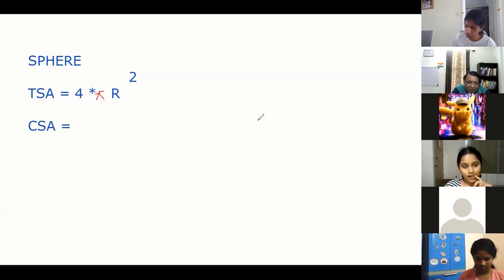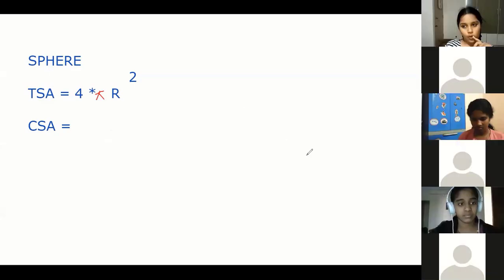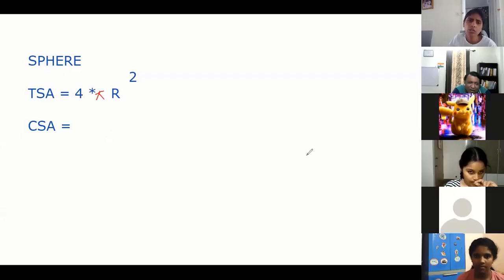Guys, think more. Anybody else? 4 pi r square. And when I tell you, you will laugh. It will be the same, sir. Yes, it will be the same. You know why? Show the ball again, Shweta. Do you see anything else in a ball?